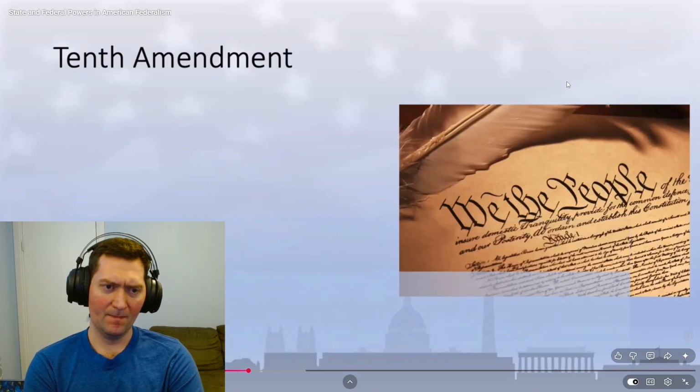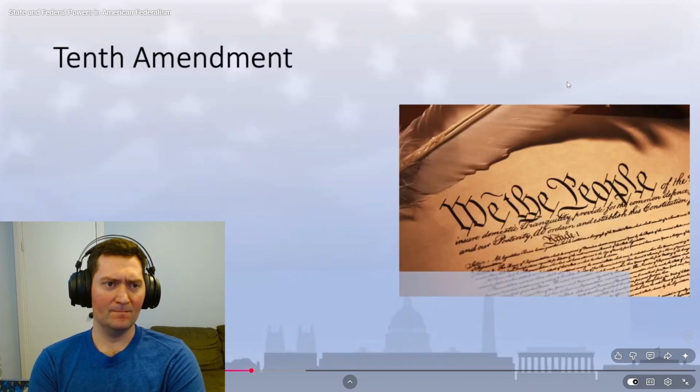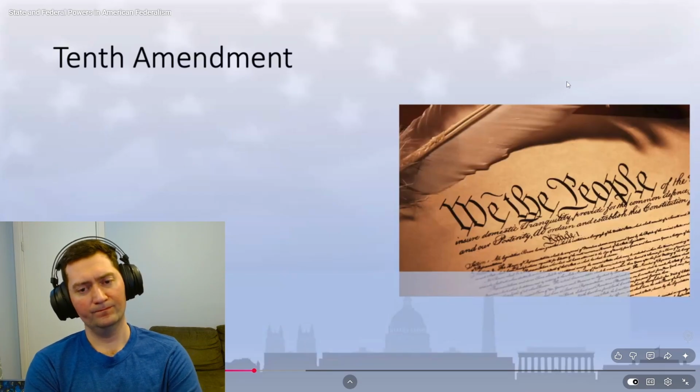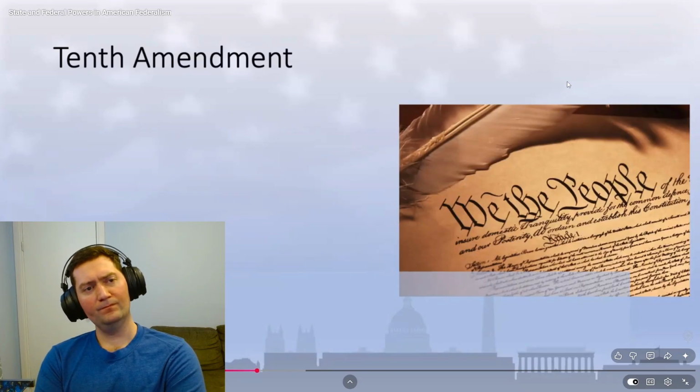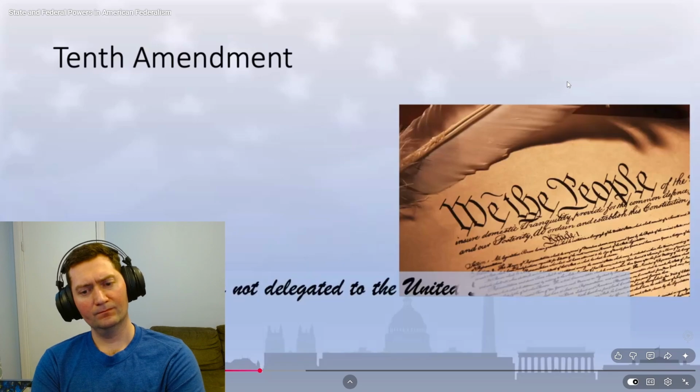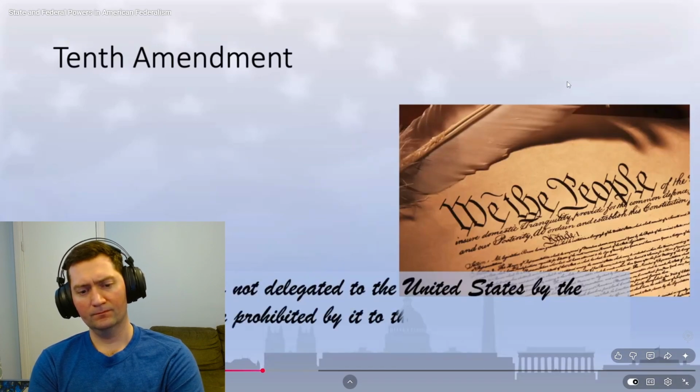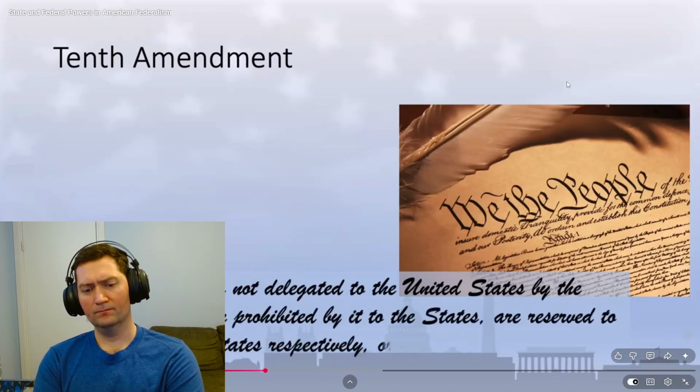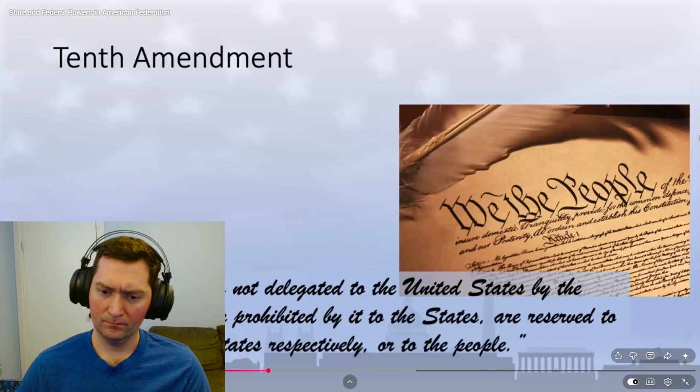The 10th Amendment to the U.S. Constitution attempts to balance the power of the federal government against those of the states. It provides that the powers not delegated to the United States by the Constitution, nor prohibited by it to the states, are reserved to the states respectively or to the people.